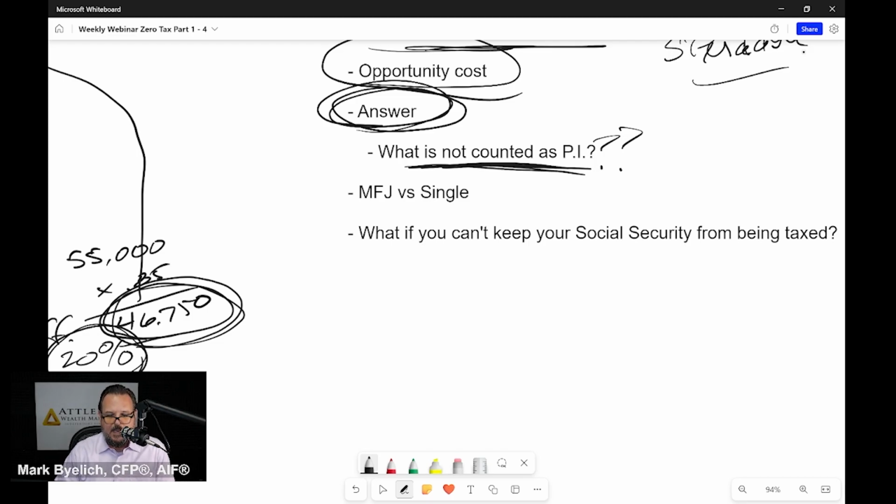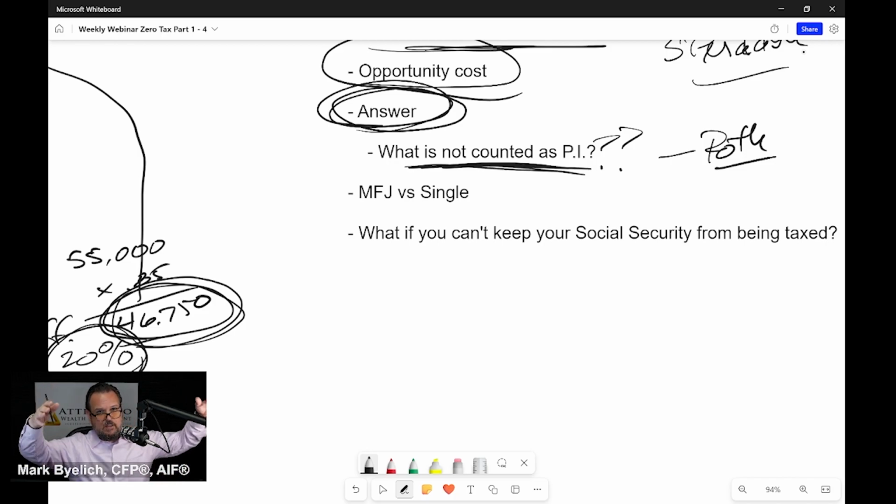Well, I didn't say Roth, right? I didn't say Roth, because qualified distributions coming out of your Roth IRA are not counted as provisional income. Distributions from a Roth 401k are not counted as provisional income. So you figure out the mathematically ideal amount that you should have in your taxable bucket. You figure out the mathematically ideal amount you have in your tax deferred bucket, and you can contribute or convert money into the Roth IRA.